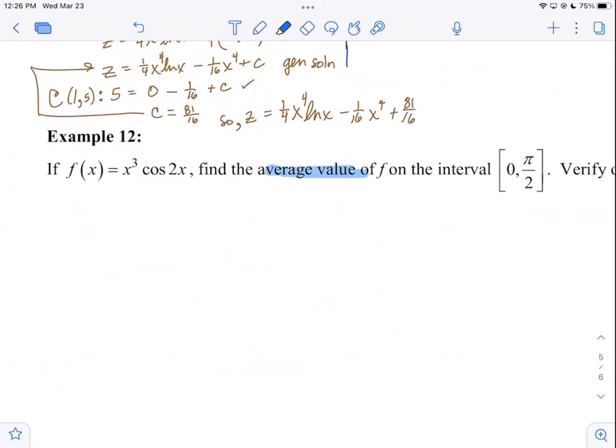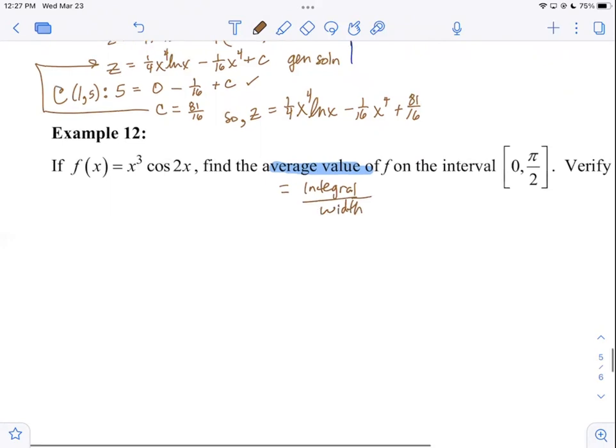Average rate of change is secant slope. That's algebra 1 slope. y sub 2 minus y sub 1 over x2 minus x1. That's average rate of change. This is average value. How do we find average value? Integral over width. Yeah, integral over width. This shows up a lot. Integral over width. It's the density method, okay? So let's go ahead and set it up.